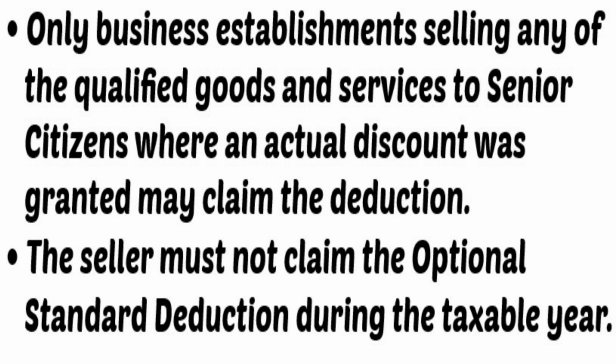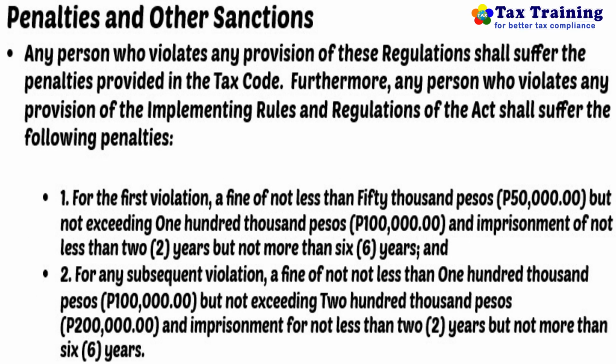Ano naman po itong mga penalties and other sanctions for persons that violates Republic Act 1994, o ibig sabihin hindi sila nagbibigay ng discount sa senior citizen. Okay. So any person who violates any provision of the regulation shall suffer the penalties provided in the tax code. Any person who violates any provision of the implementing rules and regulation shall suffer the following penalties. First violation, fine of not less than 50,000 pesos but not exceeding 100,000 pesos, and imprisonment of not less than 2 years but not more than 6 years.